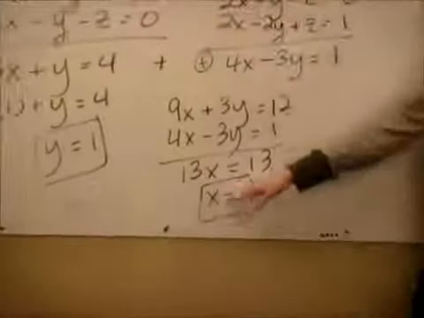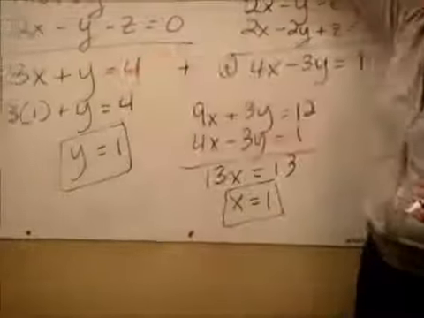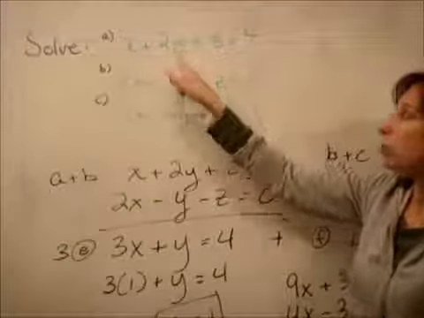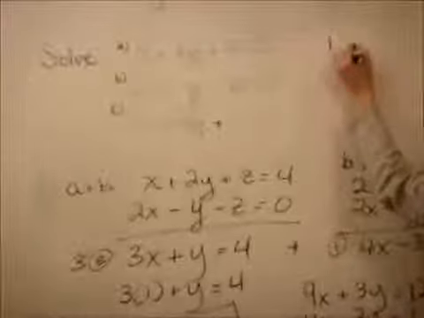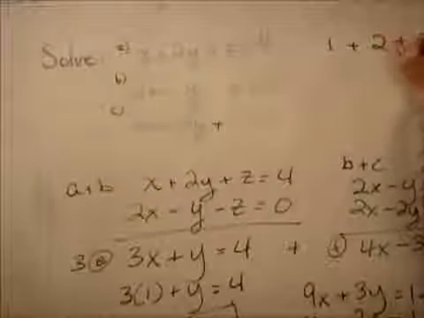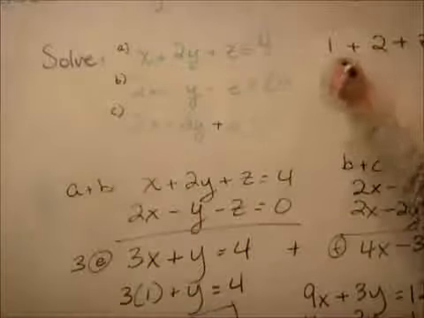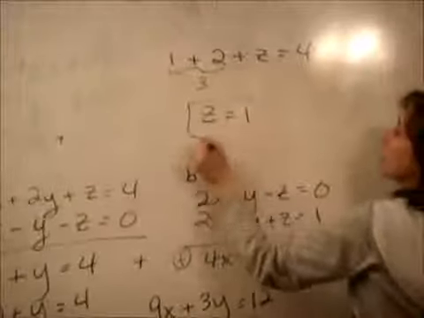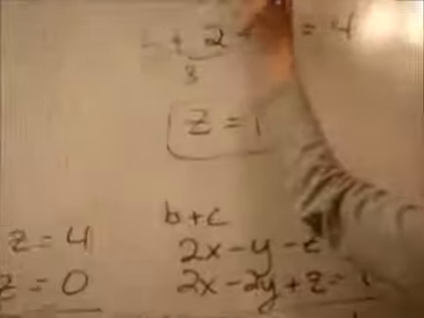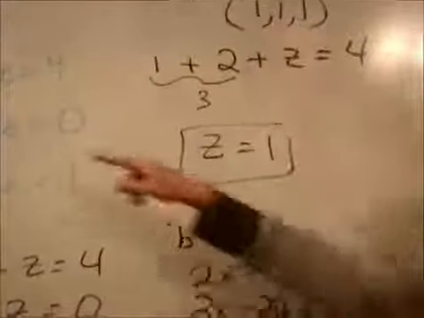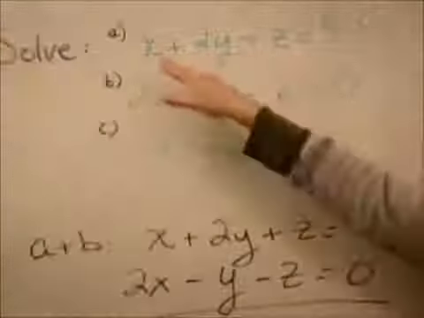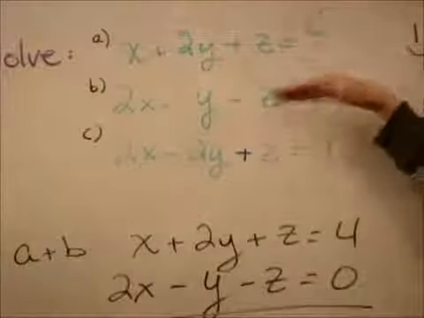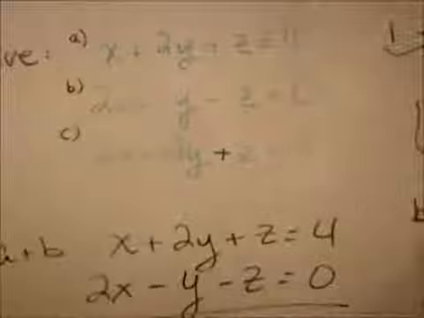Now we have x equals 1, y equals 1, and we're going to go back up here and find z. So where we see the x and the y, we're going to put a 1. So we're going to get 1 plus 2 plus z equals 4, and that will give us 3, and we get z equals 1. So our ordered triplet is just 1, 1, 1. And if we were to put them in for x, y, and z, it would be 1 plus 2 is 3, plus 1 is 4, and it will work for all 3 equations. So let's try another one.